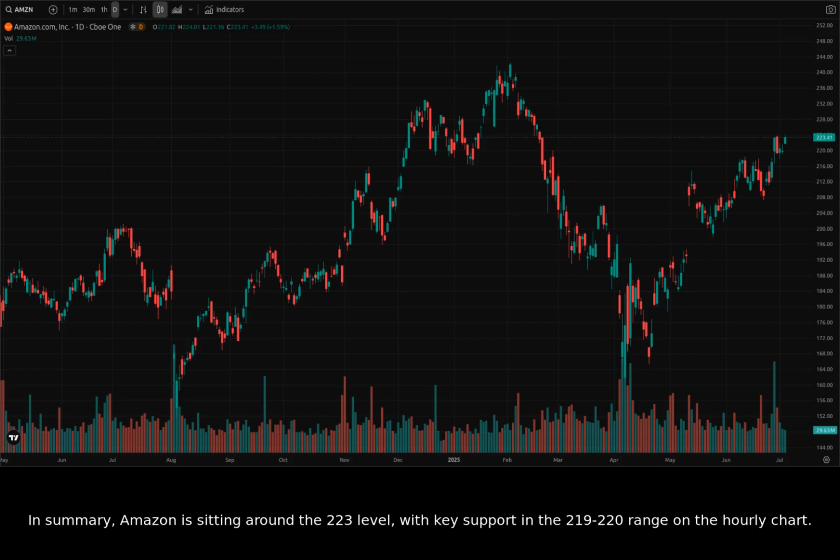In summary, Amazon is sitting around the 223 level, with key support in the 219 to 220 range on the hourly chart. A break below 219 could signal a bearish move, while a sustained break above 225 could imply further upside. Long-term, with analyst estimates pointing towards a rise to 240, Amazon could be a good buy and hold. However, keep an eye on Jeff Bezos' stock sales and potential tariff changes, which could change things. Remember, always do your own research and consider your risk tolerance before making any trades.